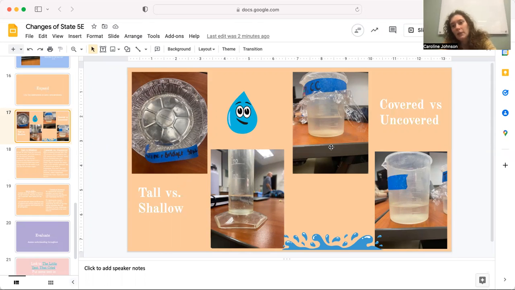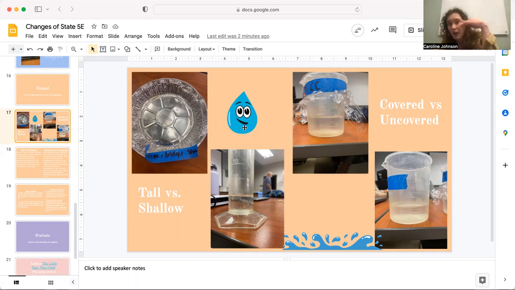The reason that this covered container didn't lose any water is because this right here keeps the water vapor molecules from being able to escape. They just hit the top, so they can't get out. So the same amount of water remains. In the uncovered container, it's all able to escape over time. So that's why in the same period of time, the uncovered container was able to lose much more water than the covered container.